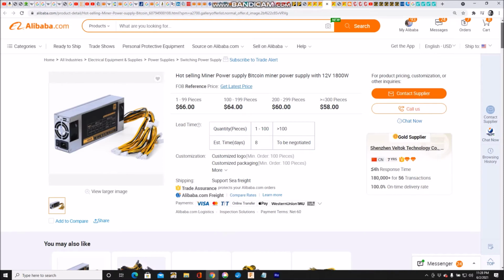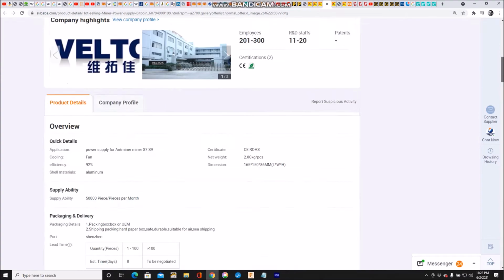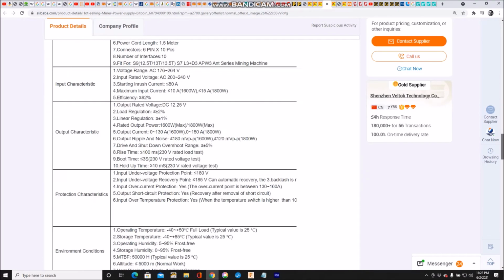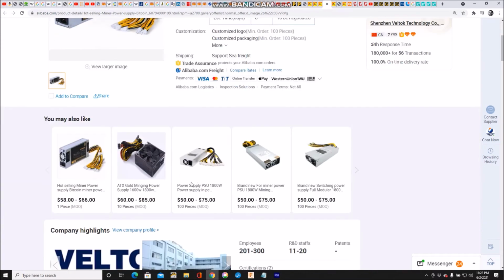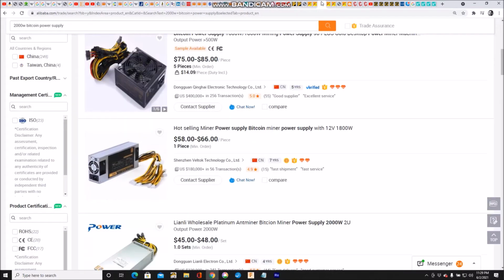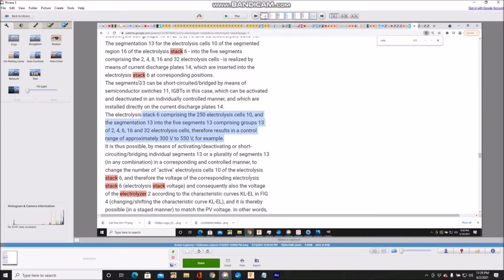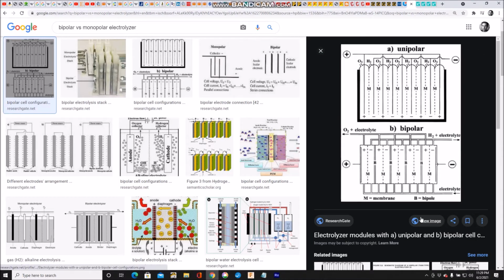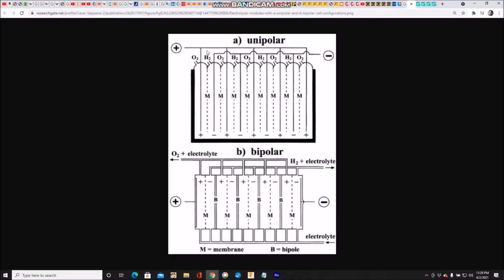So a 12-volt power supply using a switching power supply, these things are highly compact and very inexpensive. Power supplies are really not going to be the bottleneck in this system. So I think we went over the different configurations for the power supply to the electrolyzer, unipolar or bipolar. Most of the time you're going to be bipolar.